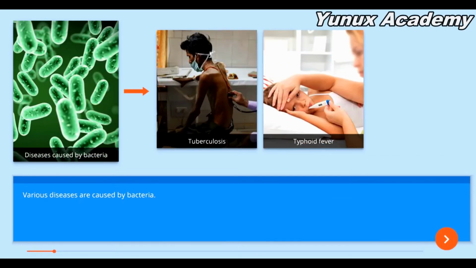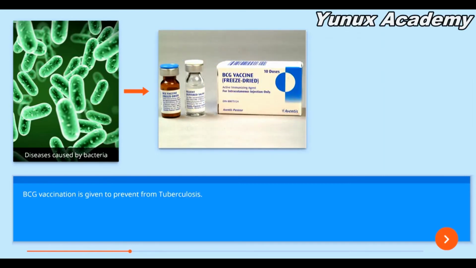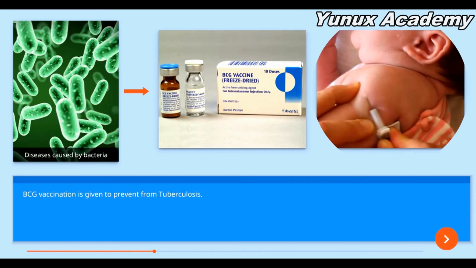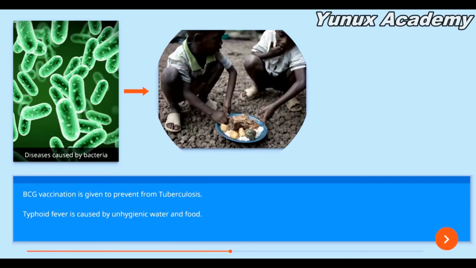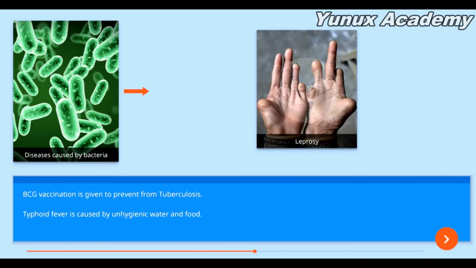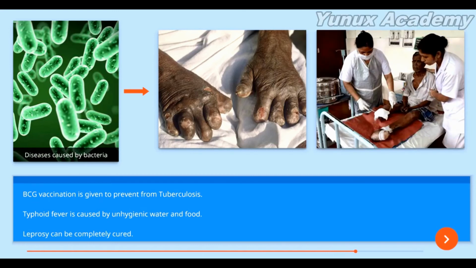Tuberculosis, typhoid fever, and leprosy can be given as examples of diseases caused by bacteria. The BCG vaccine is used against tuberculosis, and it is given to newborn babies within 24 hours of their birth. The bacteria which cause typhoid fever are mainly spread by food and dirty water. Leprosy is a bacterial infectious disease that causes dissolving of muscles, leading to separation of finger joints in hands and legs. Since there are successful treatment methods, these diseases can be completely cured by early identification of symptoms and getting timely treatments.